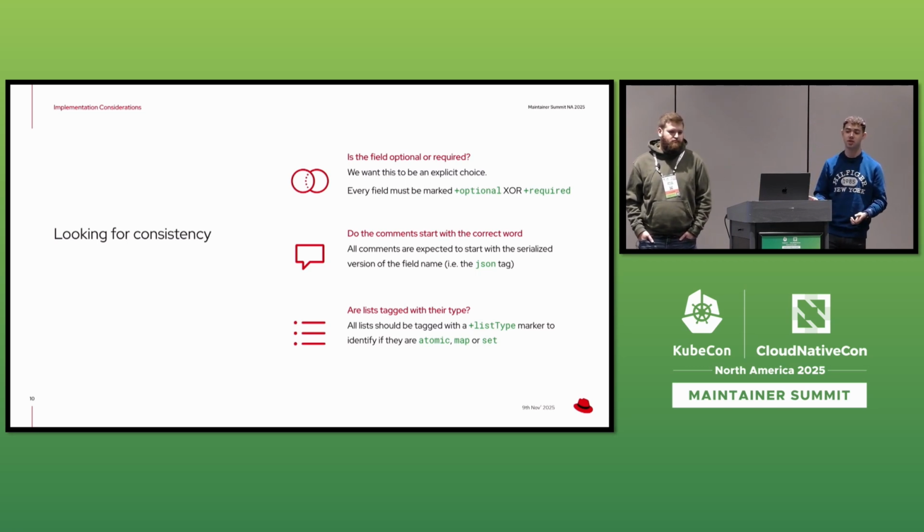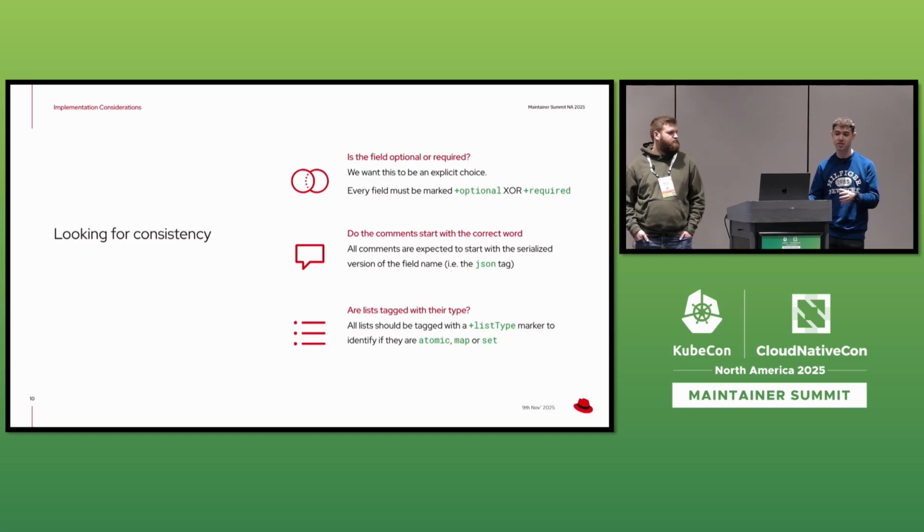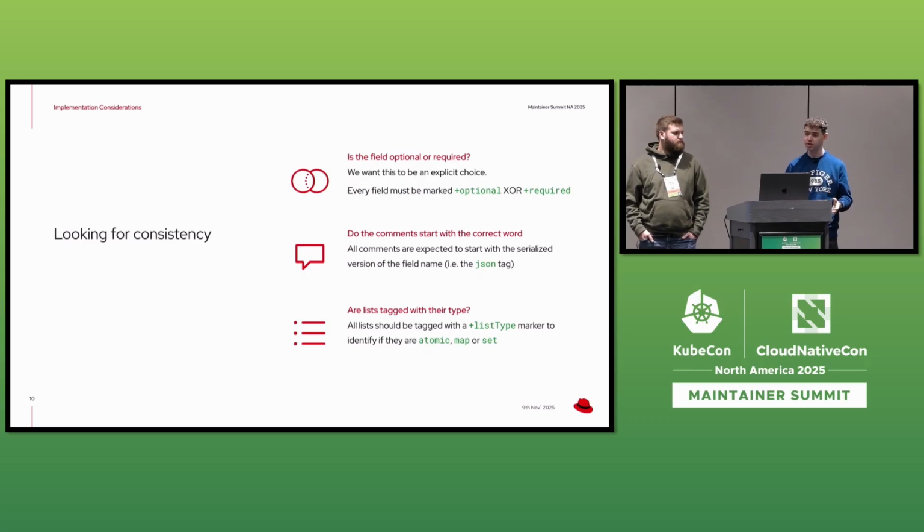Another thing would be list types. So every list in Kube should have a list type on it, be that atomic, where the whole list is updated as a single unit, or map or set, where multiple writers can write different elements within the lists. We need to make sure that every single list type is there, because if we forget it, it becomes atomic, and then potentially later we realize that's not what we wanted.